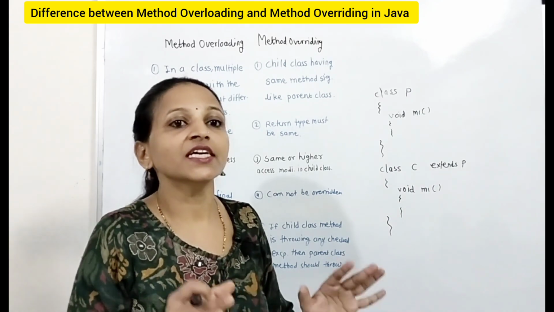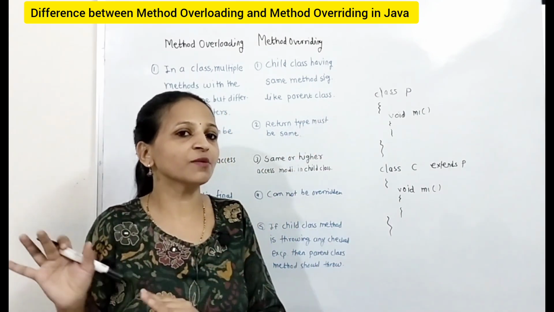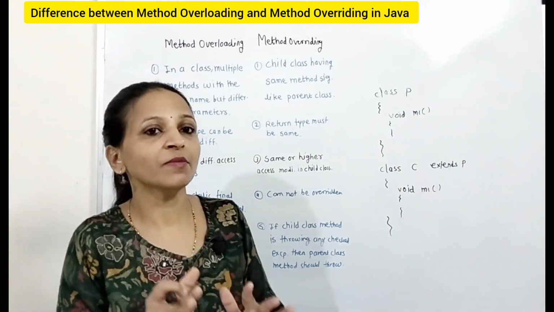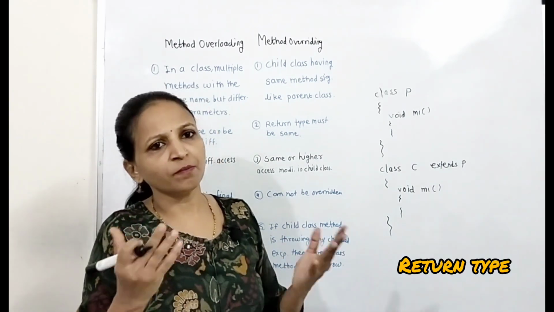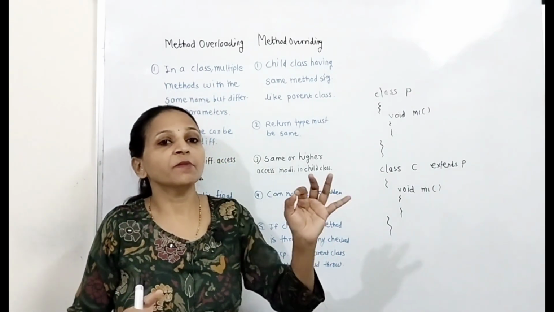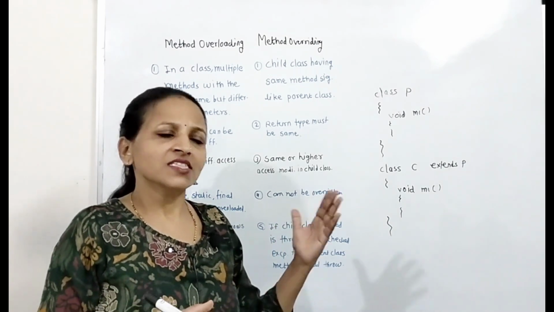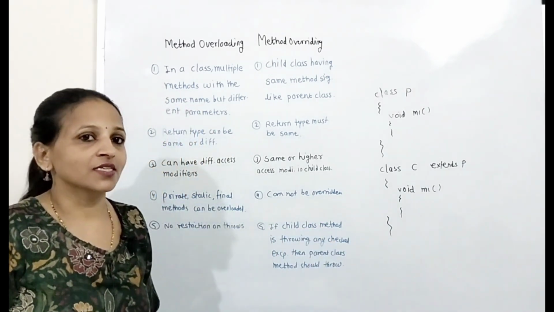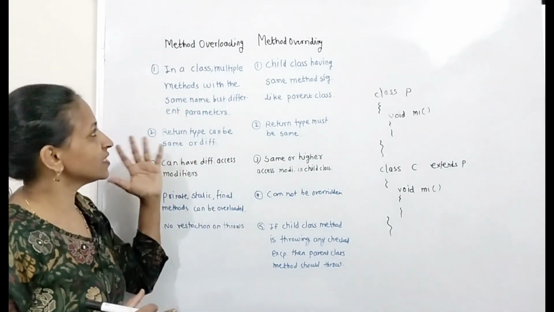Getting the terminology? Method overloading means in a single class you are defining multiple methods having the same name but different arguments, and the data type may be same, may be different, no matter. Getting? Method overriding means parent and child class both have the same method signature, then that is the concept of method overriding. Now let us see the differences.